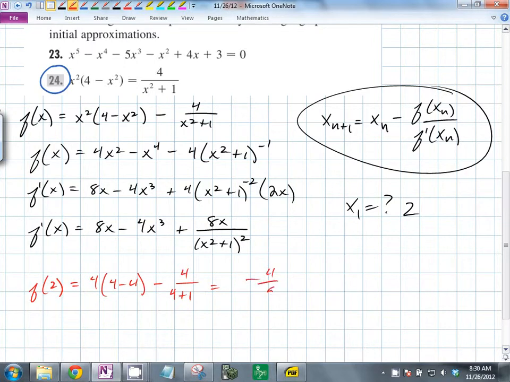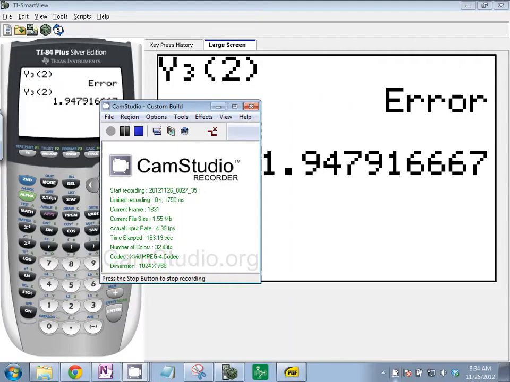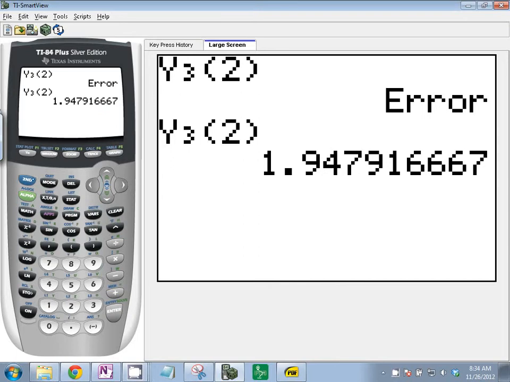Are we already into fraction land? Do we really want to be in fraction land and do this by hand? No. So what can we use? Our calculator. Okay, so what do we do now? We do a similar thing, but instead of 2, what do we put in there? And now it's just going to be looped.